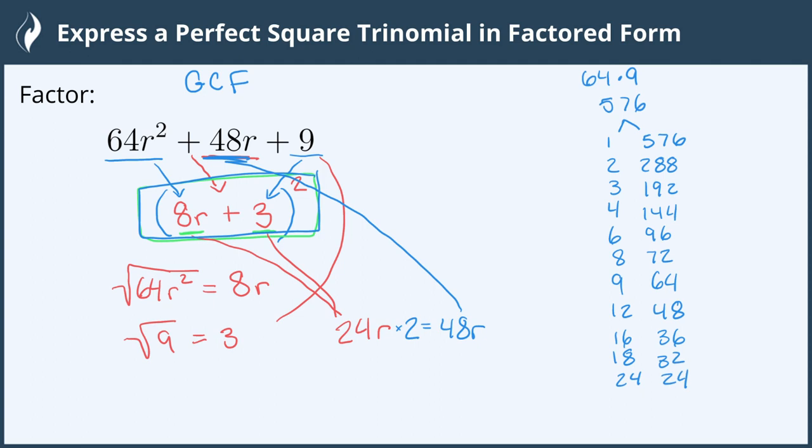Once we finish our chart, we look at the trinomial, and the sign of the last term is positive. This tells us that the factors will be the same sign. Then we look at the sign of the middle term, and this tells us that those same signs will be positive. If that was a negative sign, that would tell us that both of the signs would be negative. In this case, it tells us all of the signs are positive, and we can fill in our factors.